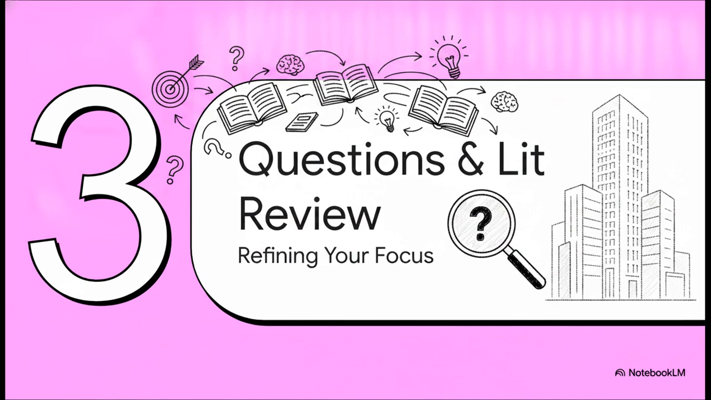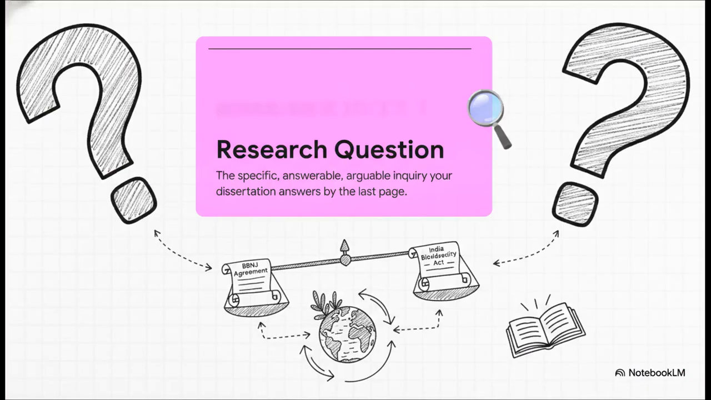All right, Section 3, Questions and Literature Reviews. A topic is really just a broad subject area, but a research question, that is the specific, answerable, arguable inquiry your dissertation actually answers by the very last page. Let's contrast them so it's super clear. Saying I'm going to discuss marine genetic resources is a broad topic. A precise research question would be, should India ratify the BBNJ agreement before finalizing its Biological Diversity Act amendments, or after? Do you see the difference there?